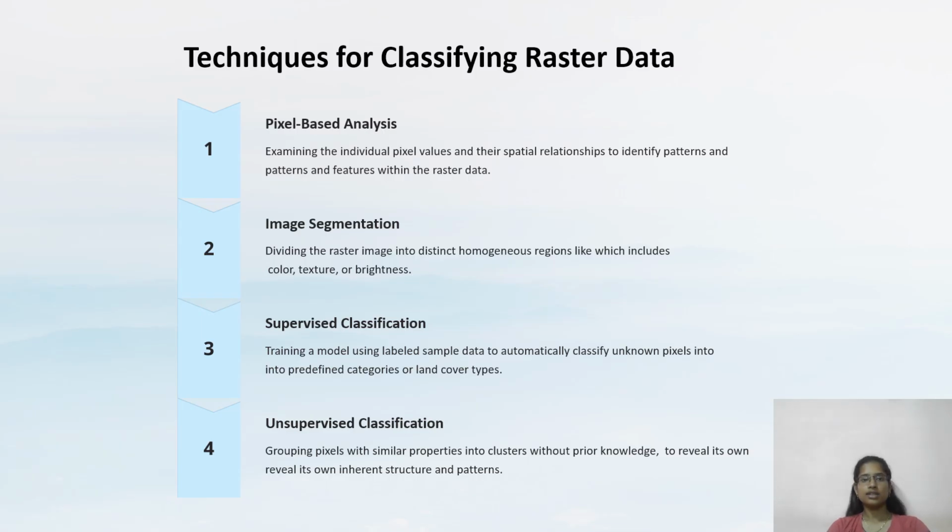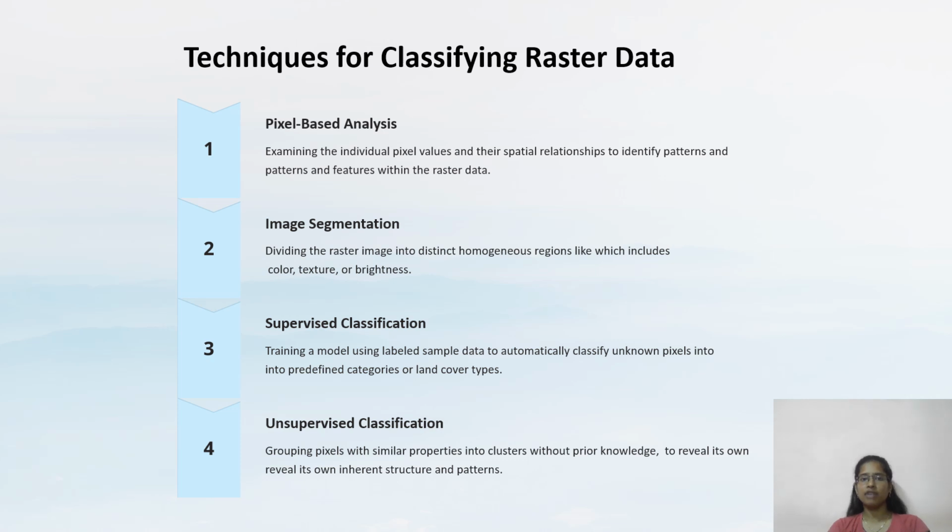The next is techniques for classifying raster data. It includes various techniques, and here I have included four. The first one is pixel based analysis. In this, it examines the individual pixel values, and it also determines the spatial relationships to identify patterns within the raster data. And next is image segmentation.